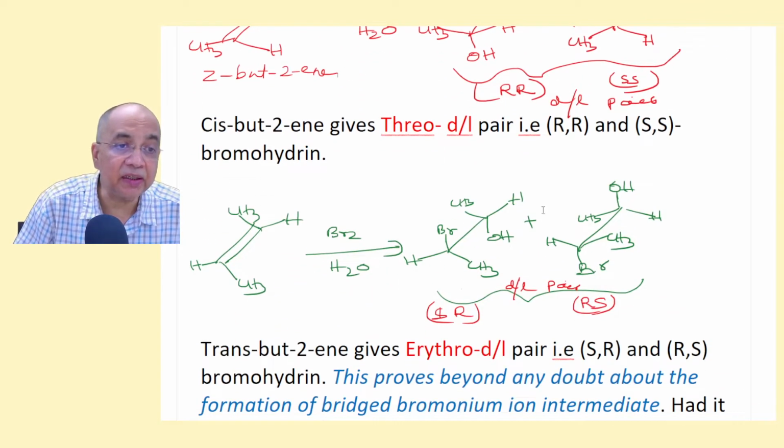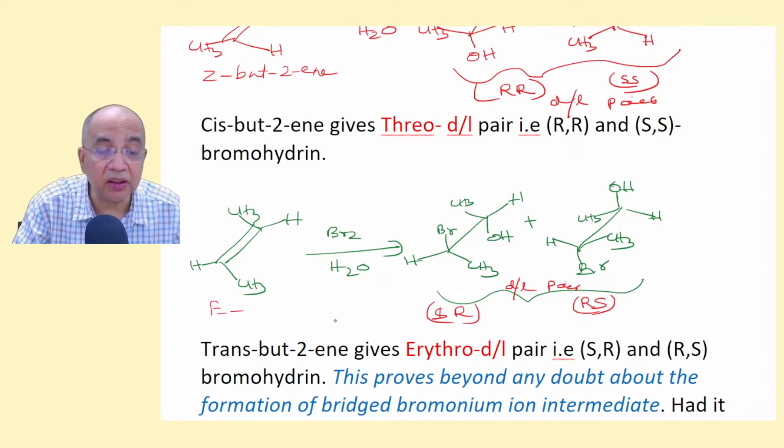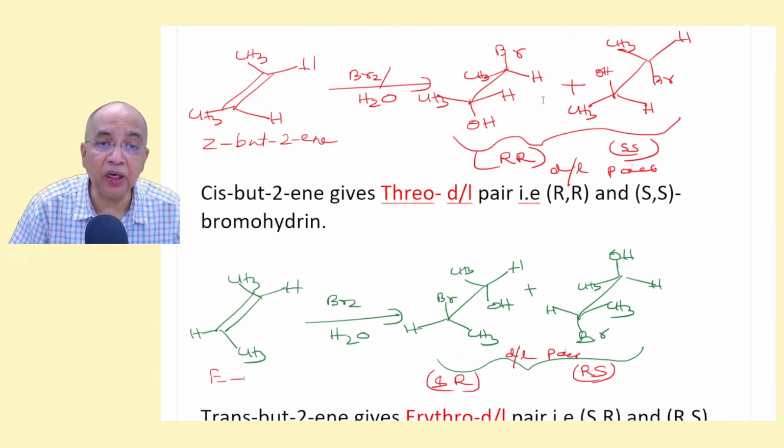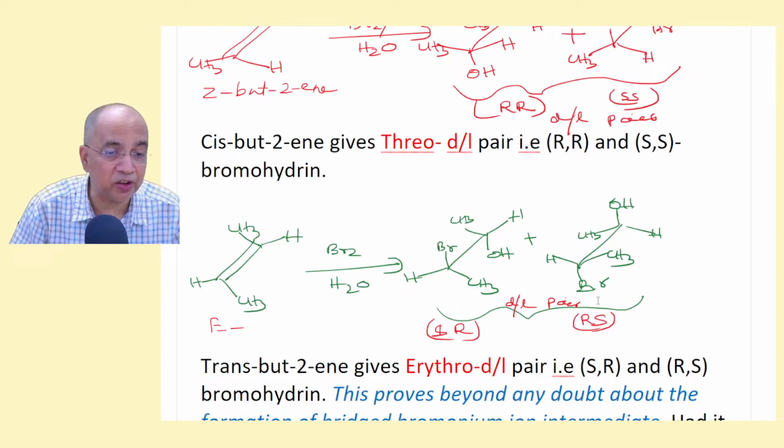And if you take trans but-2-ene, this is E, you get the other diastereoisomeric pair. OH, deliberately I have kept OH here, bromine here, OH here, bromine here. These are two enantiomers, but their configurations are different. SR, RS. In this sequence, SR, this is RS, right? So this enantiomeric pair belongs to another diastereoisomer called erythro.